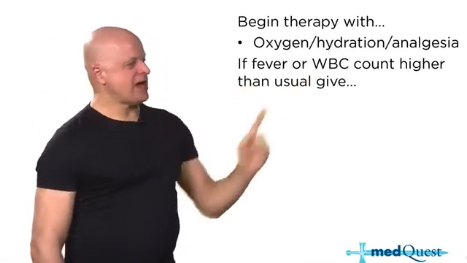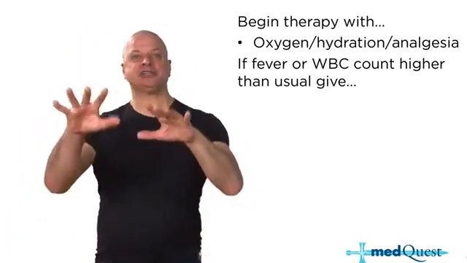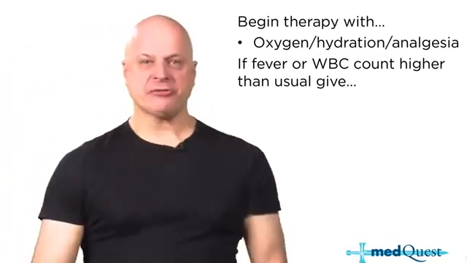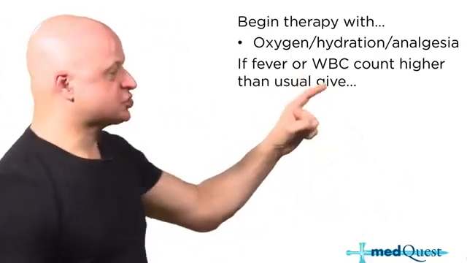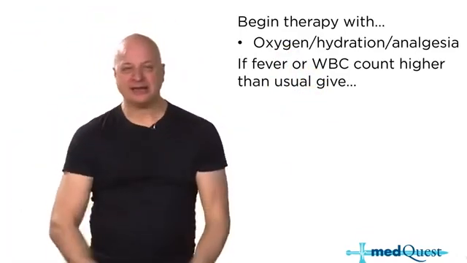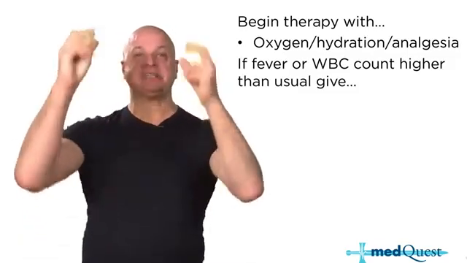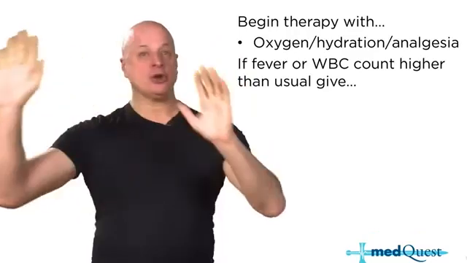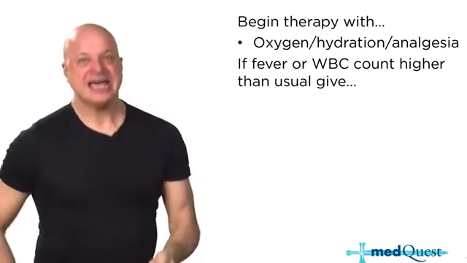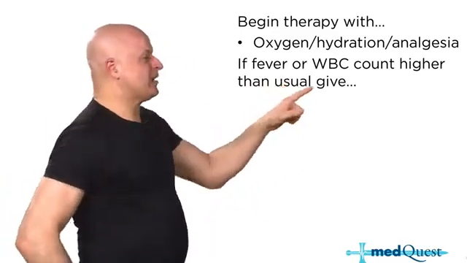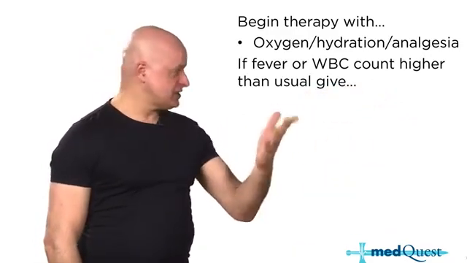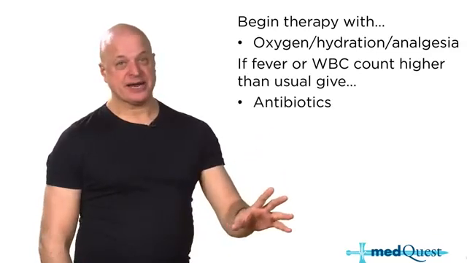If there's a fever or a white count higher than usual, because people with sickle cell routinely have a high white count because the marrow is under stress, and the white count is an acute phase reactant. White count, sed rate, C-reactive protein, ferritin, and transcobalamin are acute phase reactants. So it would be a white count that usually is 14 or 16, now it's 22. Usually it's 15 or 18, now it's 30. You better give antibiotics right away.